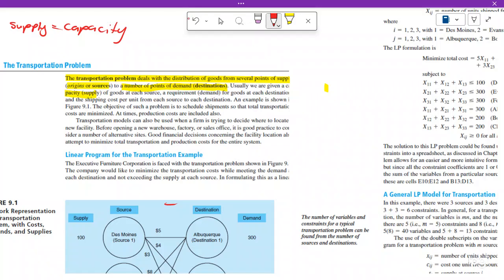So you cannot go above your capacity, not unless you buy. And then we are also given the requirement of goods at each destination. Do not forget requirement. We did mention this. Requirement is also called demand.